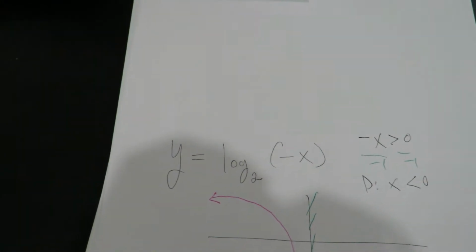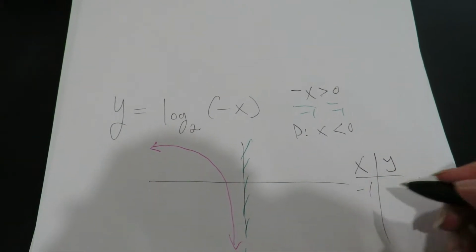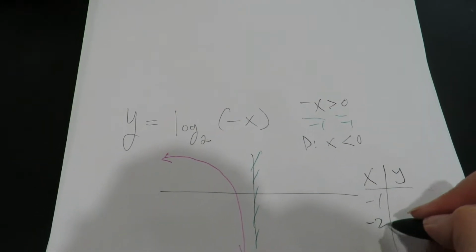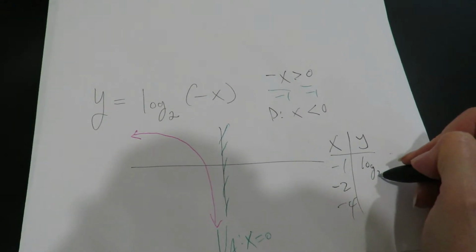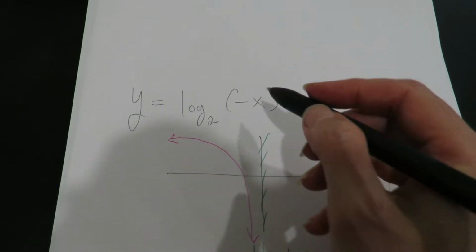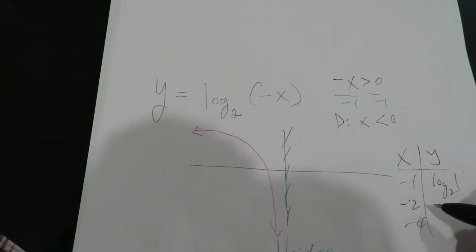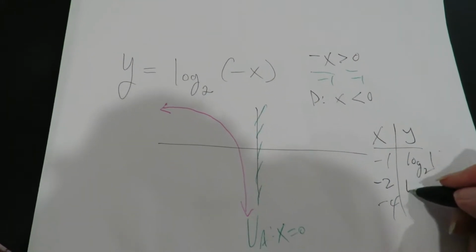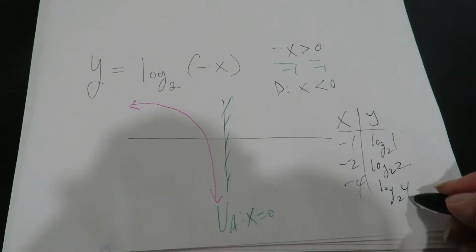When you pick values in your table for something like this guy, you have to pick values like -1, -2, -4, because when you plug it in, for instance, put in a -1, you have to negative the -1, so you're doing log of +1. When you put in -2, you have to negative the -2, so you're doing log of 2, and so on. That's the logic with that.